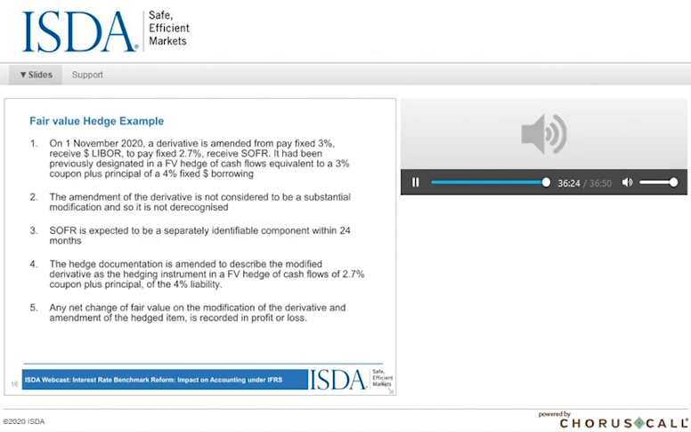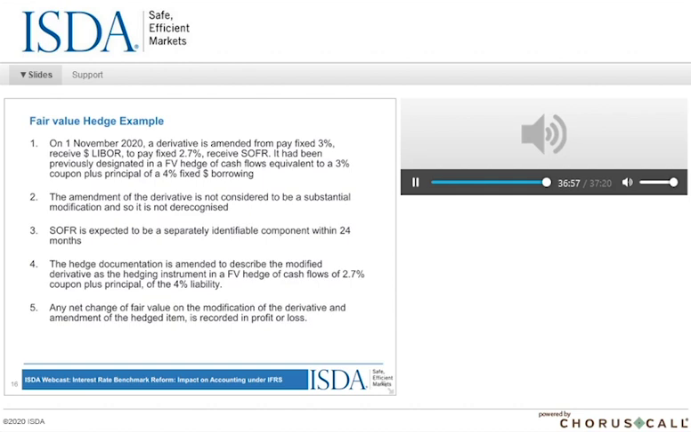Thank you, David. I want to talk through first an example of a fair value hedge and secondly of a cash flow hedge. The fair value hedge is the simpler of the two because the only modification would be of the hedging instrument. The hedged item will stay the same fixed rate instrument throughout. So in this case, the hedging instrument is a swap to pay fixed 3% and receive dollar LIBOR. It doesn't specify in this example what the term is, but let's say it's 3 months.